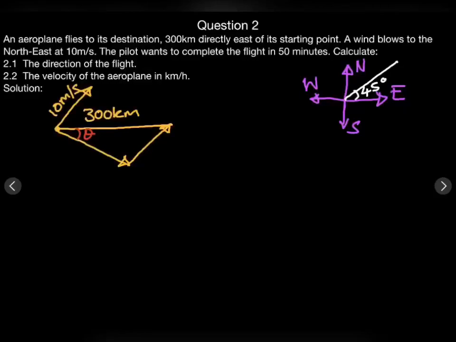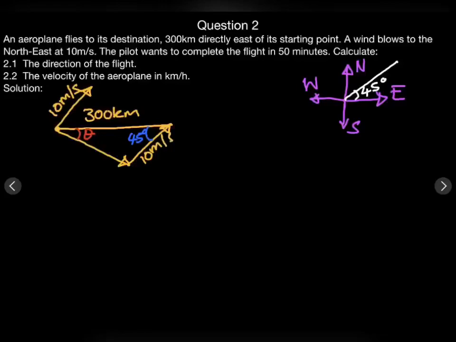We know that the wind direction is northeast, which is 45 degrees, remember. So the wind is blowing at 45 degrees, and the velocity of that wind is 10 meters per second. But when you look at the information that we have on our triangle, one side is represented as velocity, 10 meters per second, and the other side is represented as displacement, 300 kilometers.